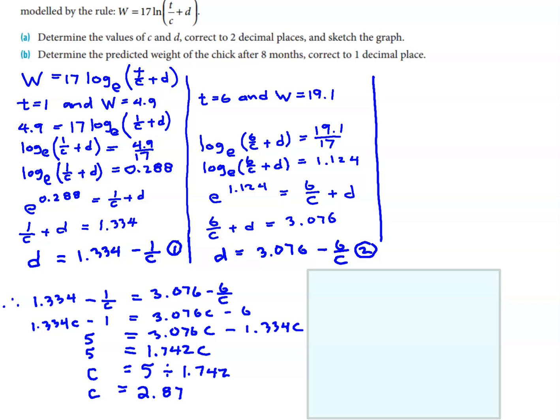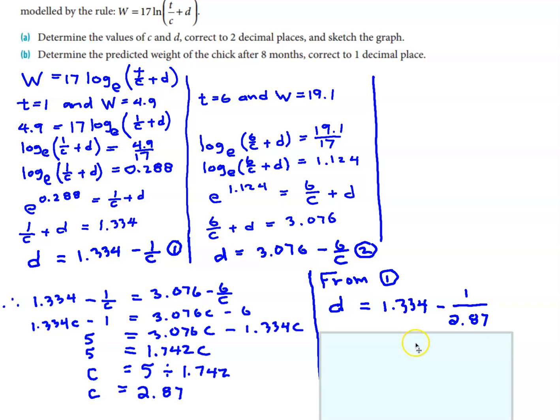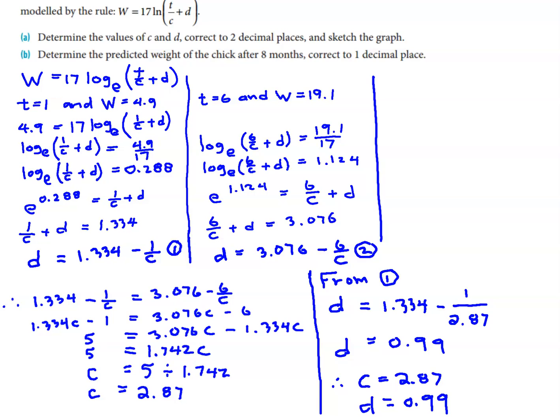Now that we know what c is, we've got to go back to one of our two equations and find out what d is. So I'm going to plug into this one just here. From equation 1, d equals 1.334 minus 1 over 2.87, and there's our value for d. So we've finally finished the first part of 10a. We have found the two values for c and d.